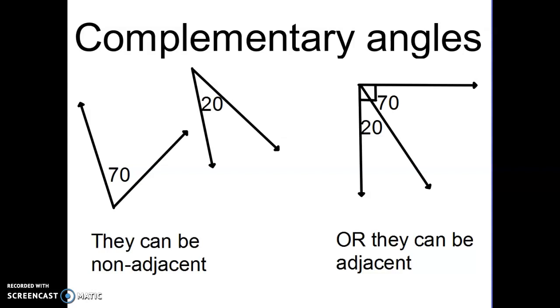Hello, this video is going to cover some information about complementary angles. We already know that complementary angles add up to 90 degrees. So you can see here 70 and 20 do add up to 90 in both images.